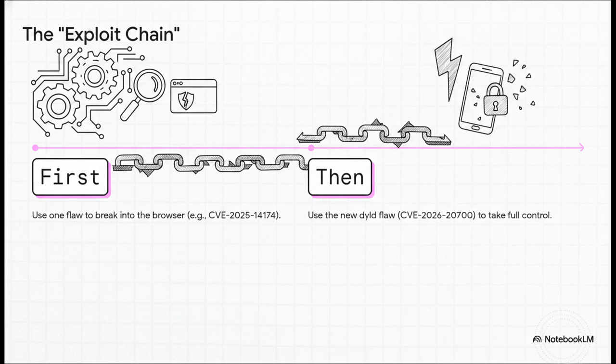So maybe they use an older bug to first get a foothold in your web browser. That's punch number 1. But that just gets them in the door. Then they use this brand new dyld flaw, that's punch number 2, to bust out of the browser and take over your entire device. It's a 1-2 combo.